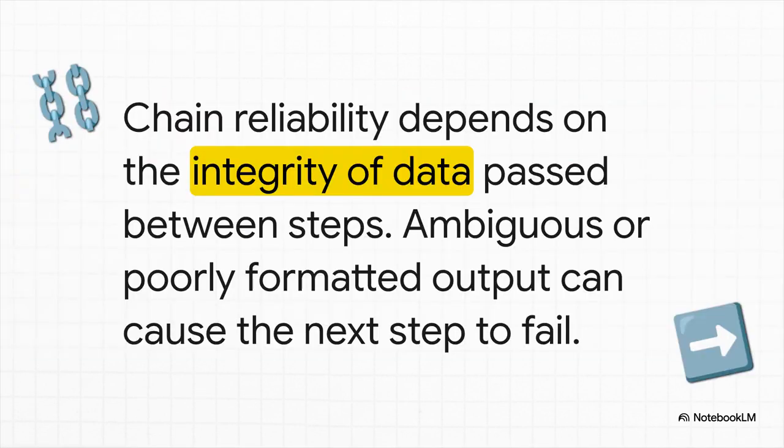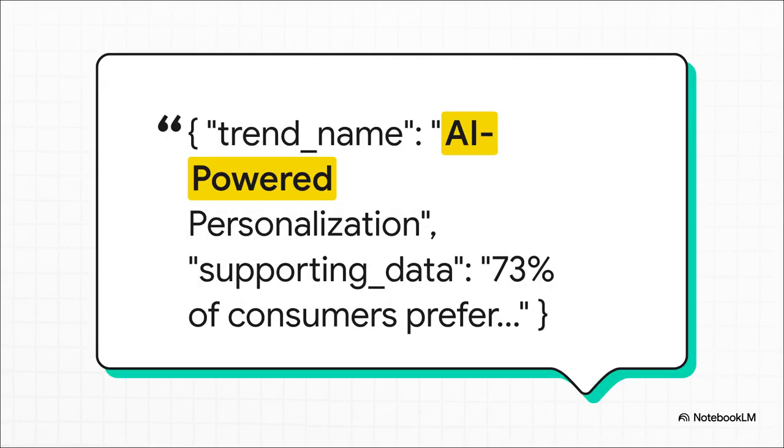Okay, but here's the thing, and this is super important. A chain is only as strong as its weakest link. That handoff of information between each step has to be flawless. If the output from step 1 is messy or confusing, step 2 is pretty much guaranteed to fail. So how do we make sure that handoff is clean? We tell the AI to structure its output in a way a machine can easily read, like JSON. So instead of a messy paragraph, the trend analysis from step 2 could spit out this perfectly structured JSON object.